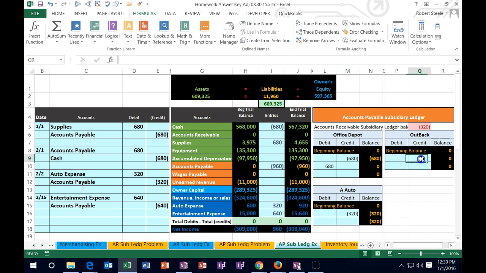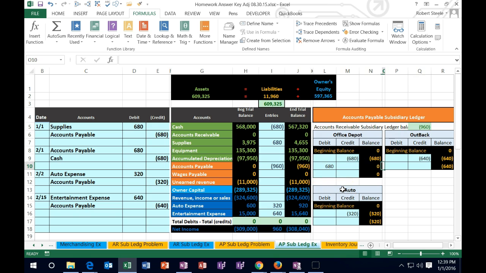We're going to go to Outback over here in Q9. So we're in Q9. We're going to select equals and point to that 640 credit in this case, bringing this balance up to 640. And now the total adds up to 960, being the 320 to A Auto and 640 to Outback. There's the 960, which matches what is now on the trial balance.